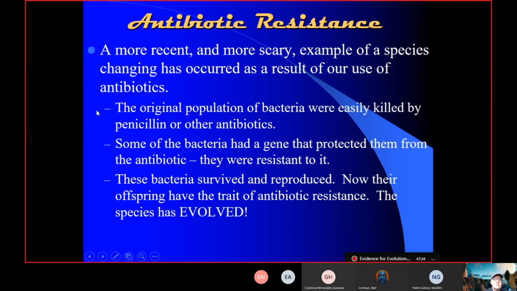So originally, when we first discovered these, like in the 1950s, the original population of bacteria was easily killed off by penicillin in particular, which is the most famous antibiotic. But think about that. Were all of the bacterial cells killed by it? Probably not. Who's left to reproduce after exposure to the penicillin? The ones that were resistant to it. So which ones pass their genes on to the future bacteria? The ones that aren't killed by penicillin. The bacteria have evolved to resist our medicines.